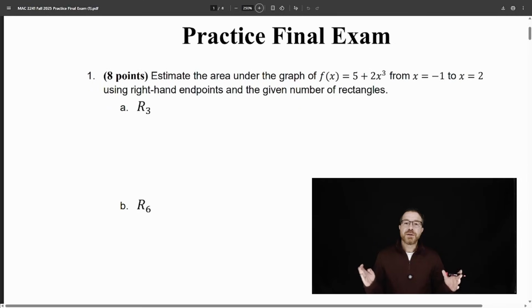Welcome to the Introduction to Calculus Final Exam Review. While this exam is a comprehensive exam, it's mostly going to be weighted towards the later topics we covered. So that would be things like integration, Riemann sums, antiderivatives, and then a little bit the further we go back in the course.